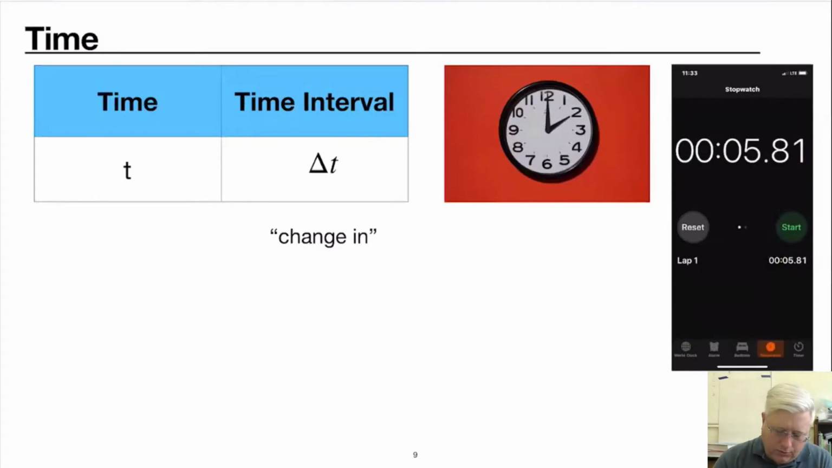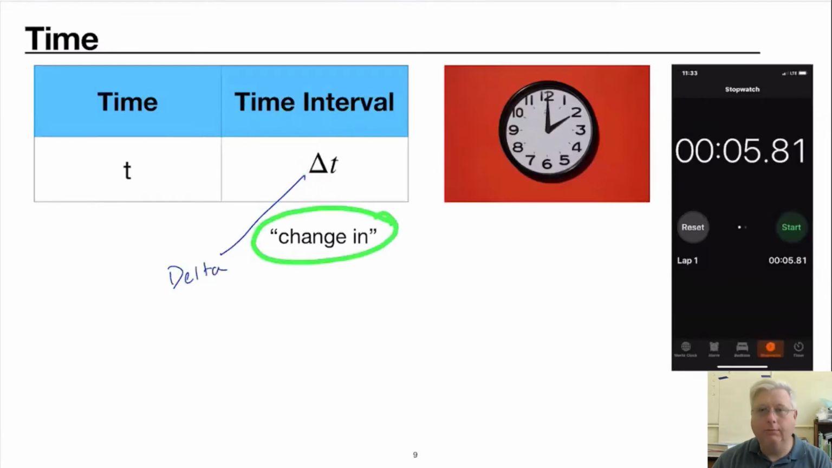And so this triangle-shaped symbol here with the T, that's the Greek letter delta. We'll use delta in this course to represent change in, anytime something has a change in. So whenever you see the delta, you can literally read it as "change in." Okay, so we symbolize time with a lowercase t, but we symbolize time interval with delta t.